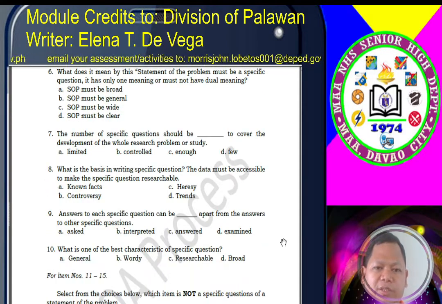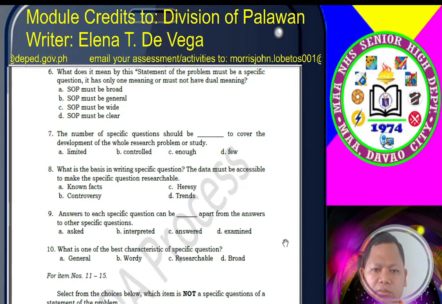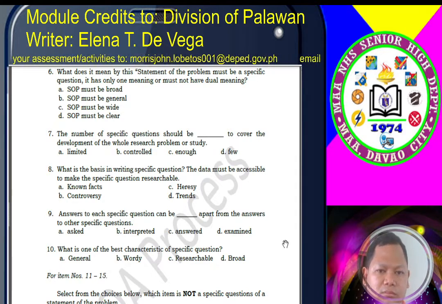Number 7. The number of specific questions should be blank to cover the development of the whole research problem or study. A, limited. B, controlled. C, enough. D, few. The correct answer is letter C, enough.